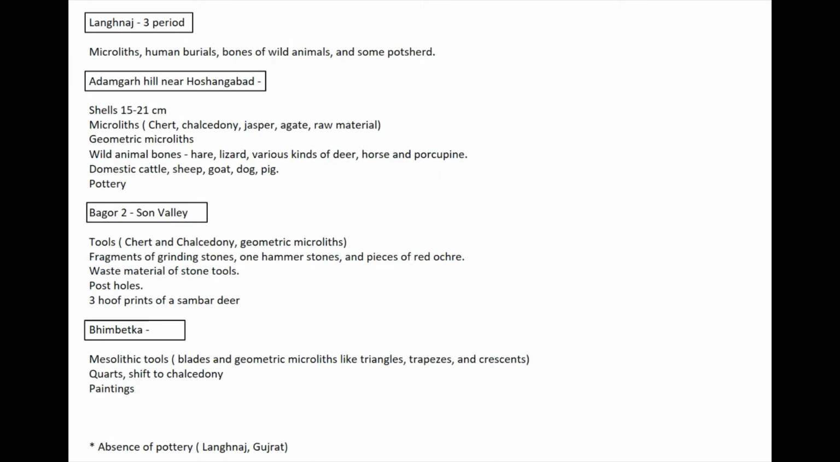So if you have read the NCERT, you will find the waste material mentioned. It is one of the methods by which archaeologists identify whether it was a factory site or not.